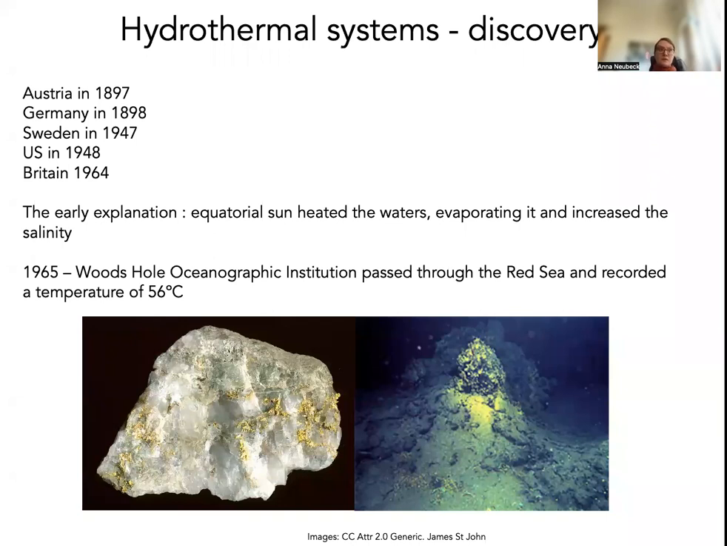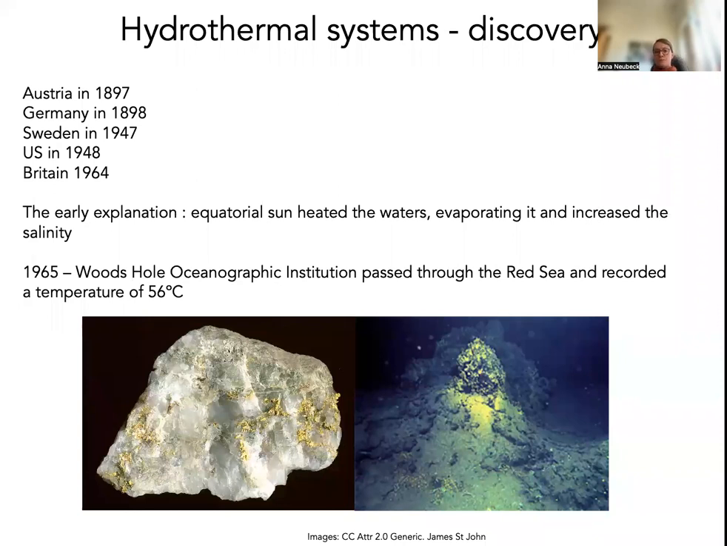So in 1965, Woods Hole Oceanographic Institution passed through the Red Sea. They were going to the Indian Ocean to sample other things, but they couldn't resist sampling also from the Red Sea because of the hot waters. So they took up some sediment samples and some water samples, and they recorded a temperature of 56 degrees. And they were surprised by this very hot temperature of these waters, because it was hotter than previously recorded.